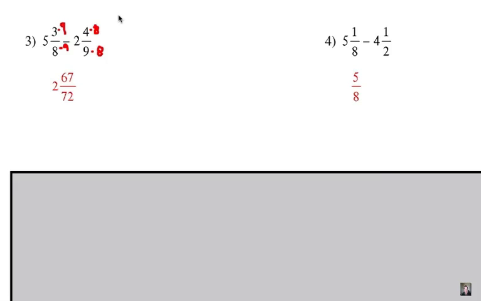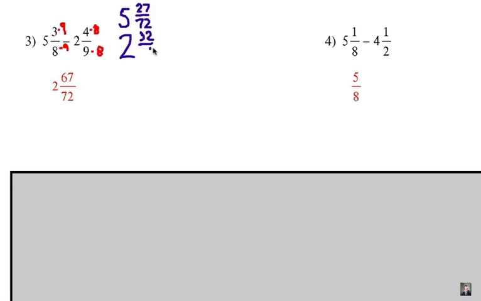Alright, number 3, the answer is 2 and 67/72. Pretty ugly looking answer, but let me show you how we got it. First of all, you look at the 8 and the 9 denominators, and you notice that the denominator you have to use is 72. So in the first fraction, I'm going to multiply top and bottom by 9s, and that will give me 5 and 27/72.